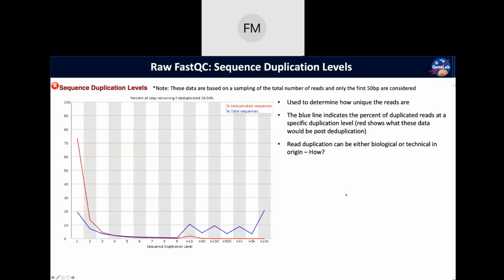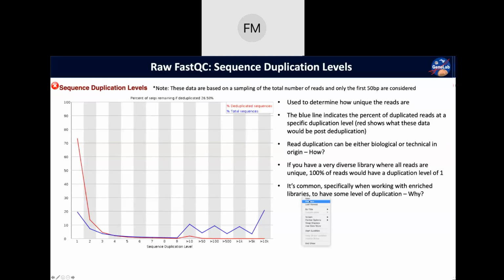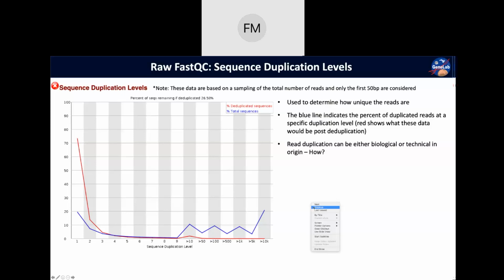Awesome. Okay. I keep clicking. Here it is. Okay. So how you would read this is you take a look at this blue line, and the blue line indicates the percent of duplicated reads at a specific duplication level. Again, with the caveats, only the first 50 base pairs, only looking at the first 200,000 reads.